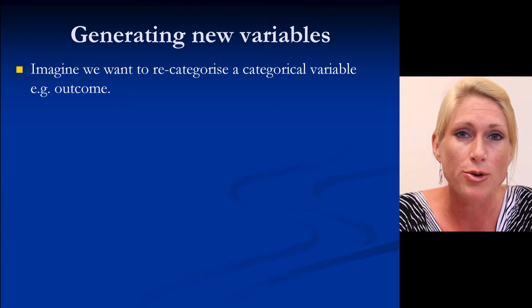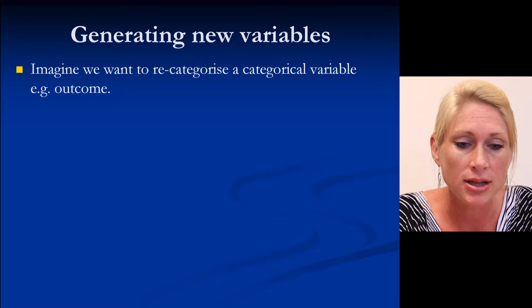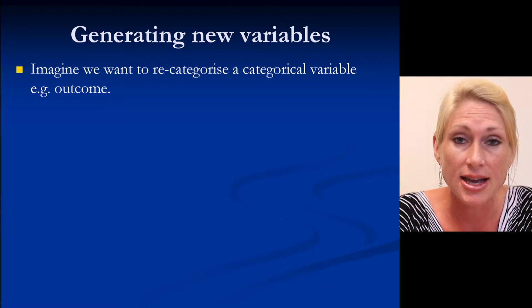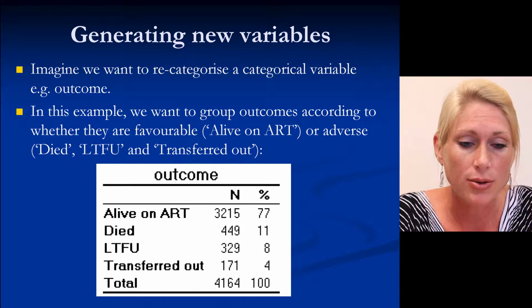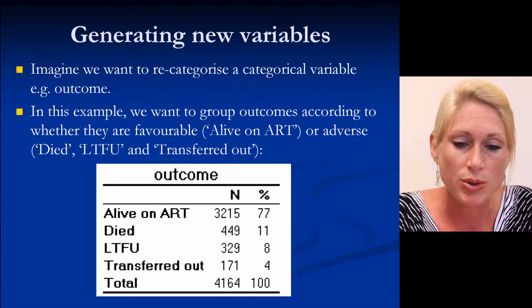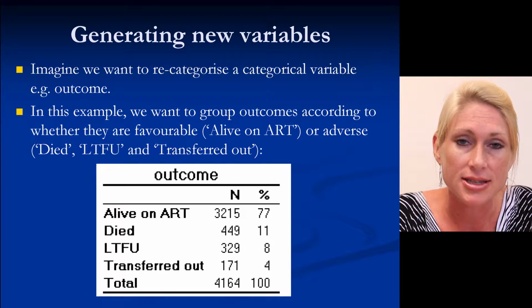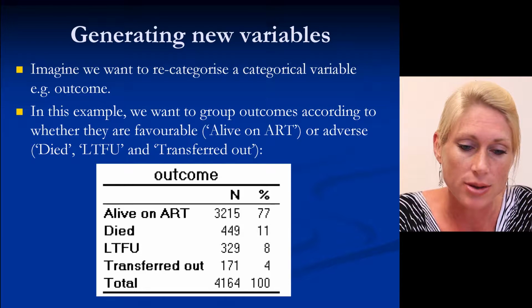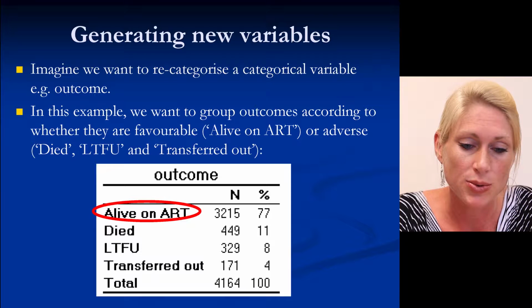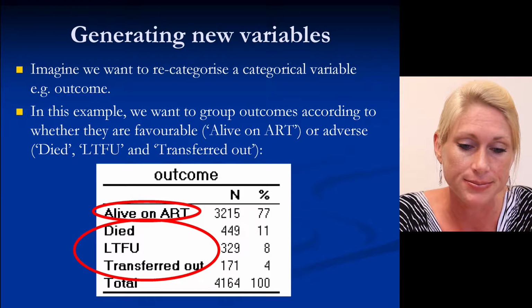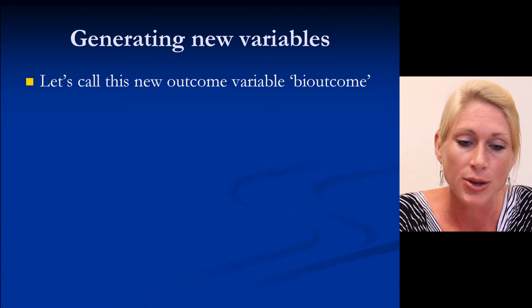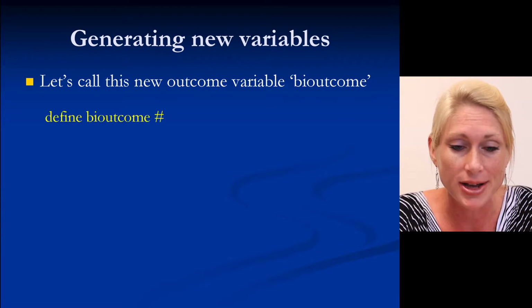I'm going to take you through one more example of generating a new variable, this time recategorizing a categorical variable. And in this example, we're going to look at the variable outcome. So imagine we want to regroup outcomes according to whether they are favourable, anybody alive on ART, or adverse, anybody who has died, lost to follow-up, or transferred out. So we're going to have two groups, alive on ART and everybody else. We're going to call this new outcome variable bioutcome.